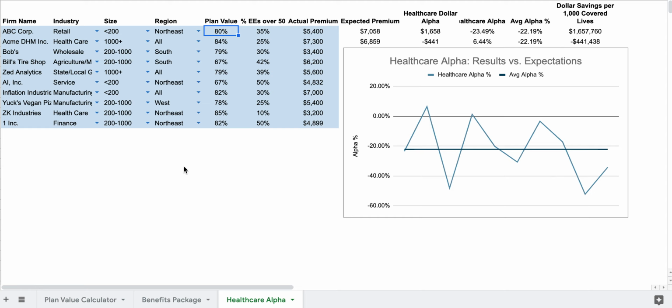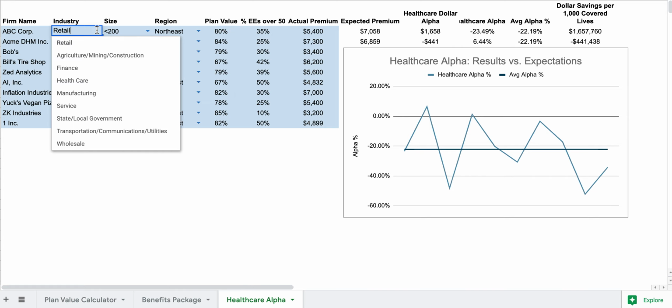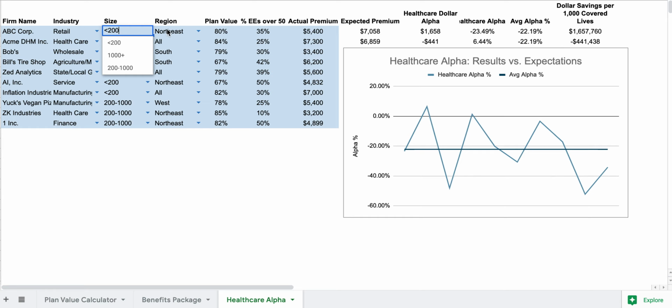The healthcare alpha tab looks at these fields in blue. Similar to other tabs, whatever's in blue, you can update. So I have a retail company here. It's under 200 employees. It's based in the Northeast. The plan value is 80%, so approximately gold. It's 35% of employees over 50. The actual premium is 5,400.